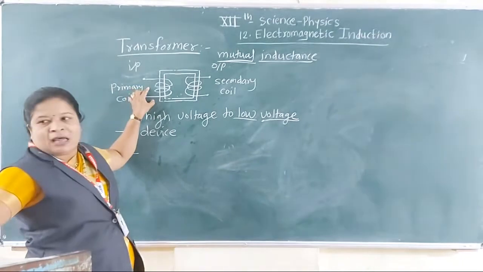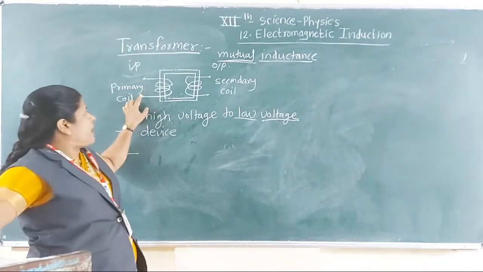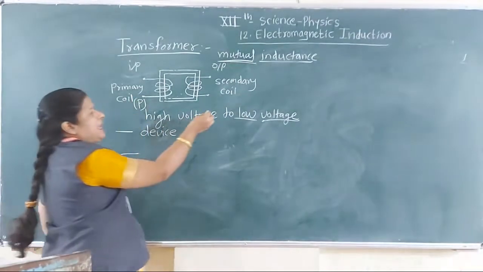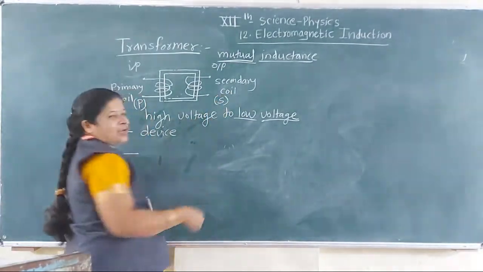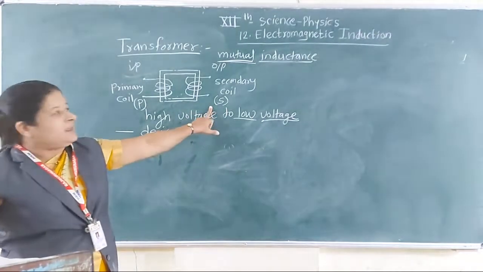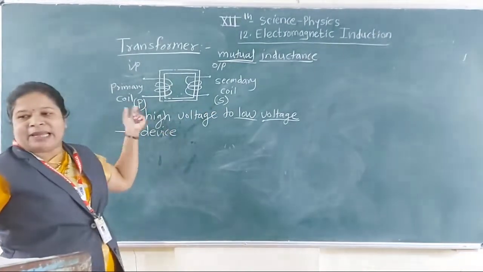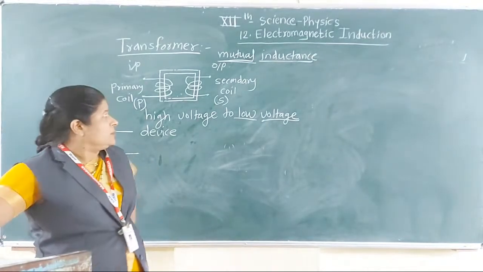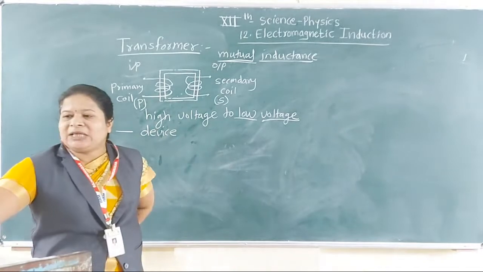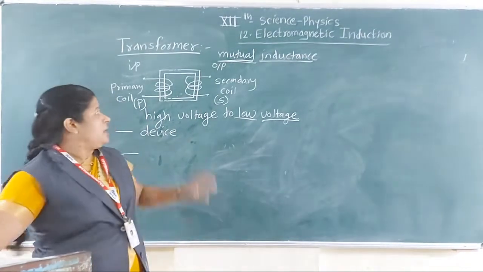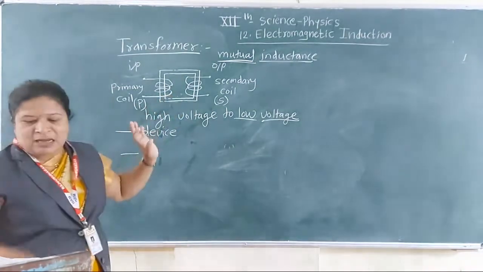We call it as a primary coil and it is shown by letter P, and secondary coil is denoted by letter S. So in a transformer there are two coils, primary and secondary, insulated from each other and wound on a soft iron core as shown in a figure.